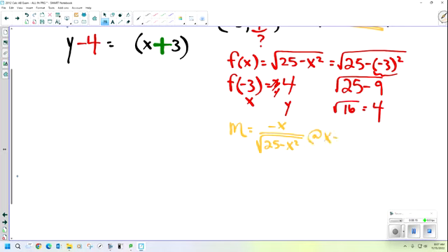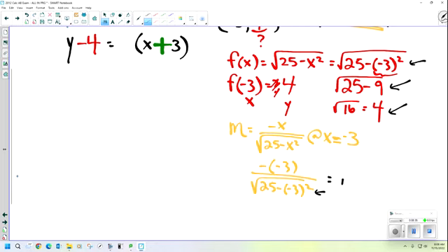I want this at an x value of -3. So we got -3 all over the square root of 25 minus (-3) squared. We already did the bottom. In case you didn't know, this bottom is what we did right here. The bottom should be 4. The top, well, when I subtract a negative, that's a super plus again, 3. That's my slope.